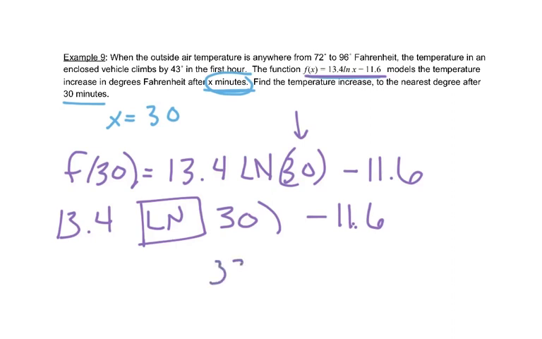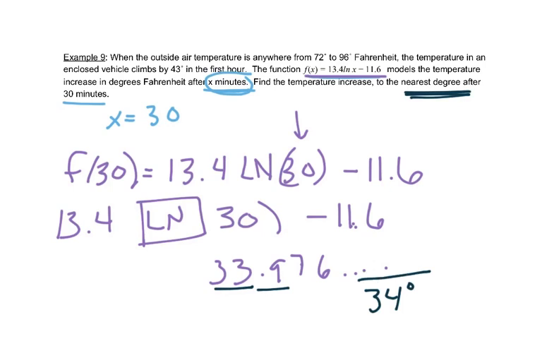And you get 33.976... So it says to the nearest degree, which means we want to round 33.9 to 34 degrees. So this is saying that your car, when you close it all up, in half an hour, the temperature rises 34 degrees. And that's our introduction to logs.